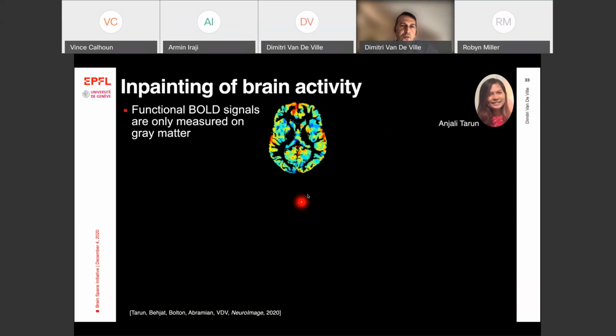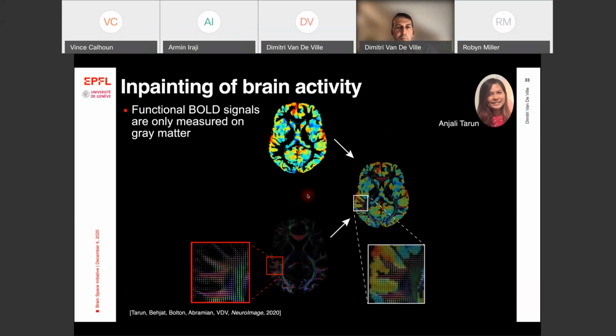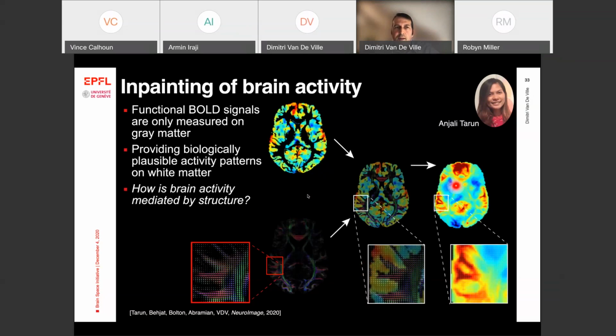What is it about? If you now represent the functional BOLD signals on the gray matter of this high resolution brain graph, you might get something like that if I'm looking at a single axial slice. And when we combine that with our brain graph, what we're going to solve now is a problem of coming up with biologically plausible activation patterns on the white matter.